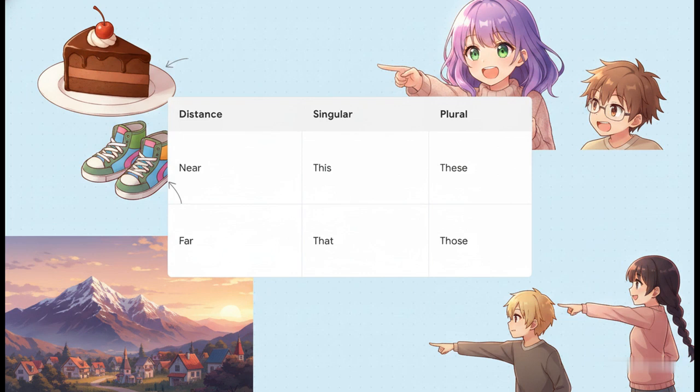Notice how you intuitively use these combinations to map your physical reality in real time. You're instantly communicating spatial relationships to your listener.